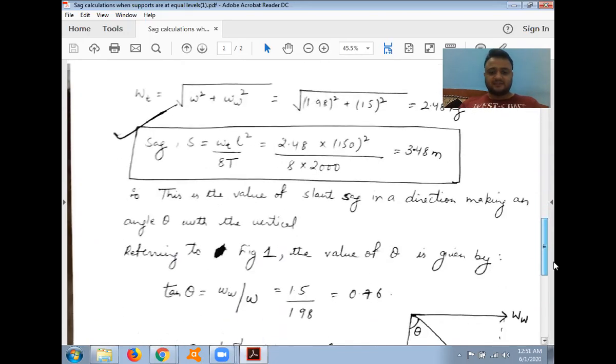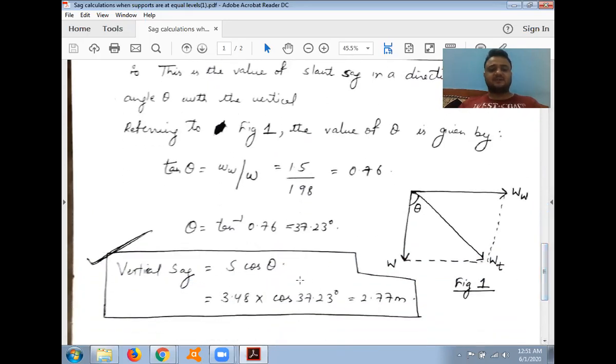While calculating the vertical sag, the formula for vertical sag is S cos theta. We know the value of slant sag. What we do not know is the value of theta, so we have to calculate it. Theta can be calculated from tan theta equals perpendicular upon base. From this we get tan theta equals 0.76. Taking the tan inverse of 0.76, we get this much degree. Substitute this value of theta in this formula. As we know the slant sag and theta, just calculate it, we get our answer as 2.77 meters. Thank you.